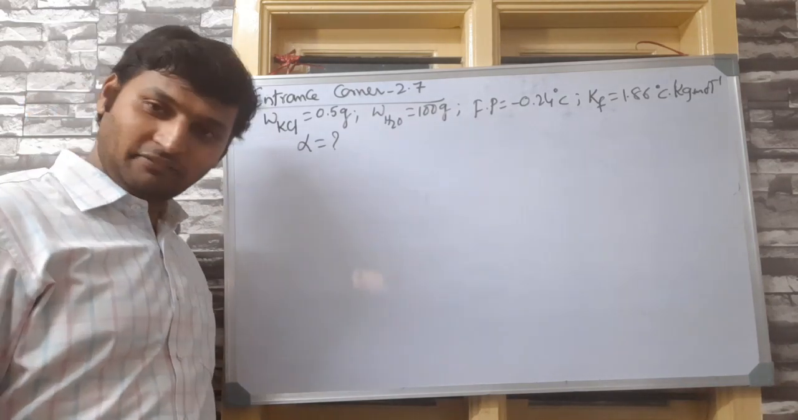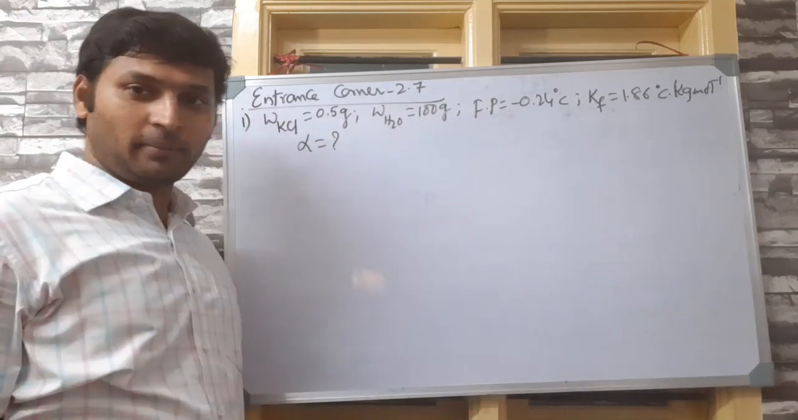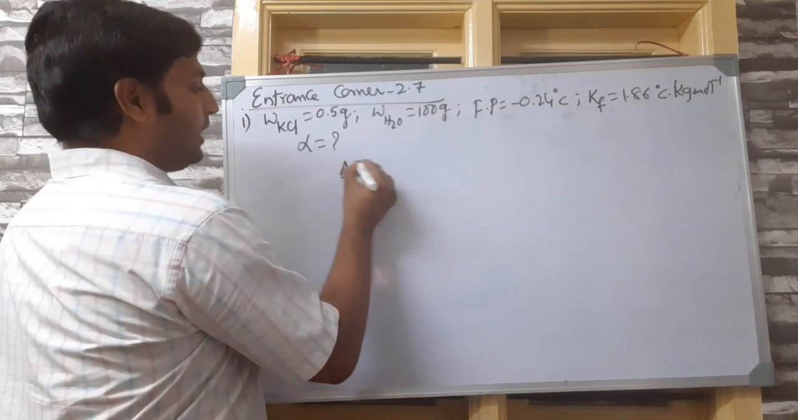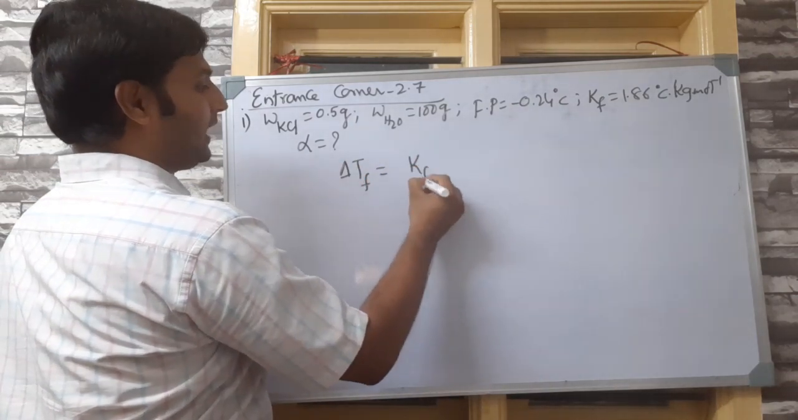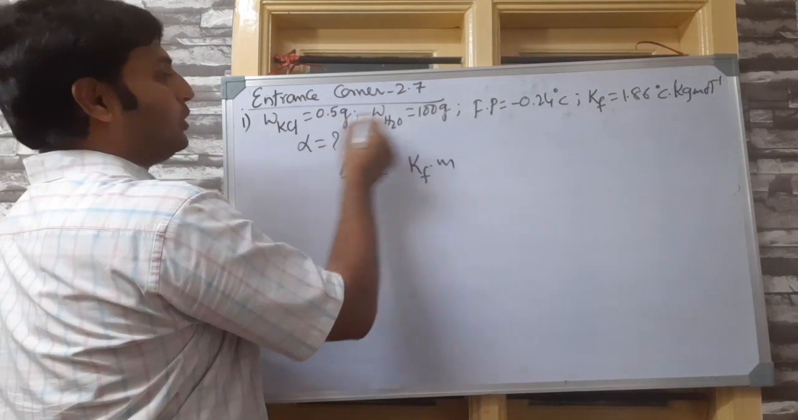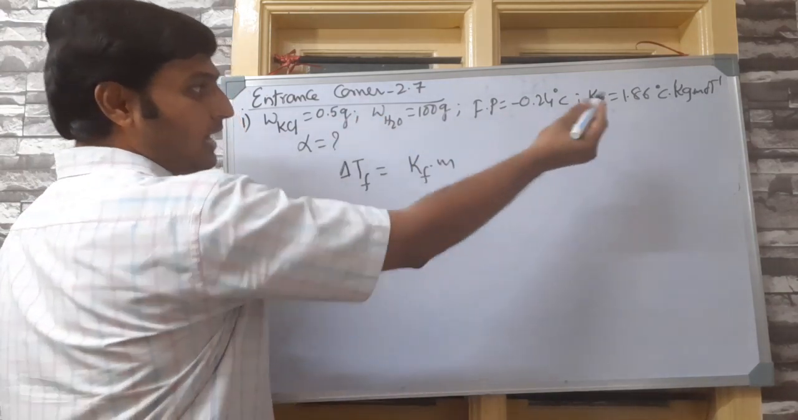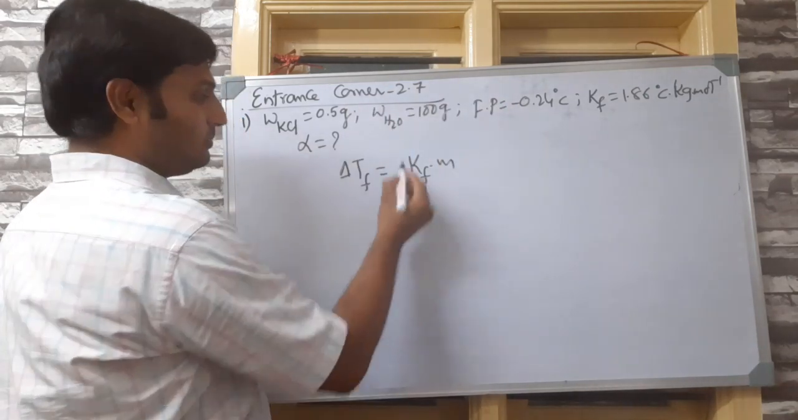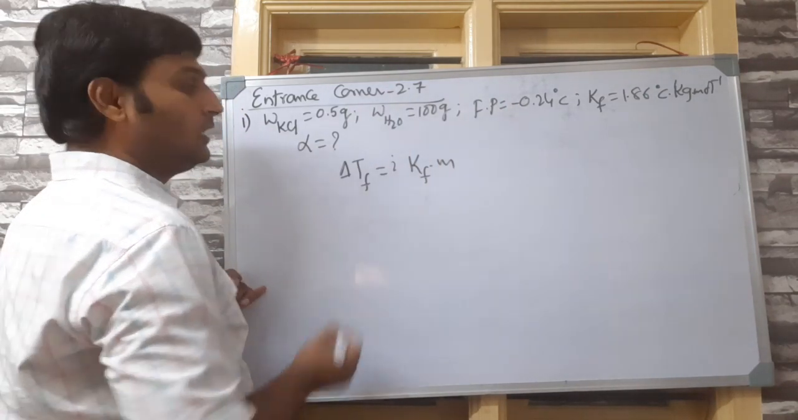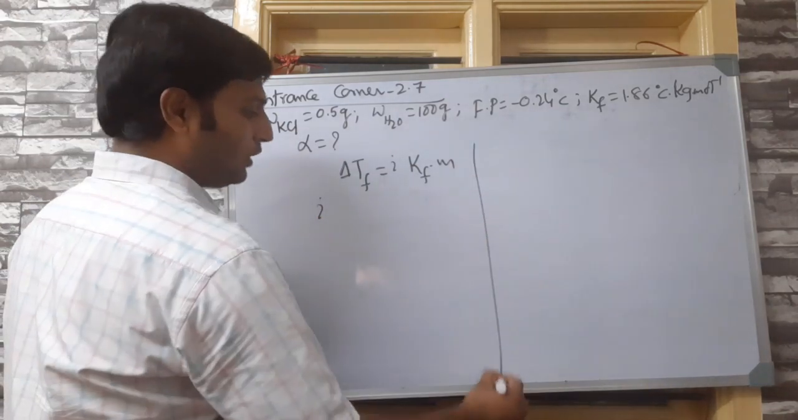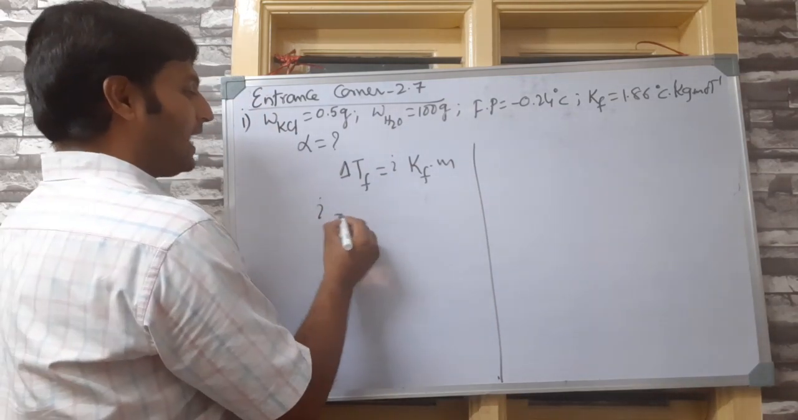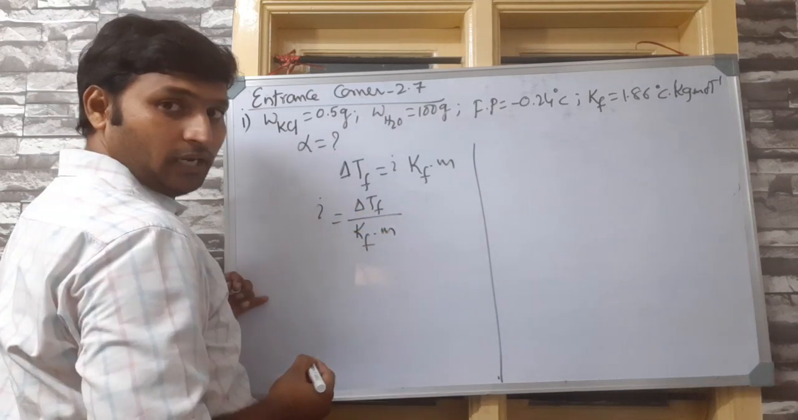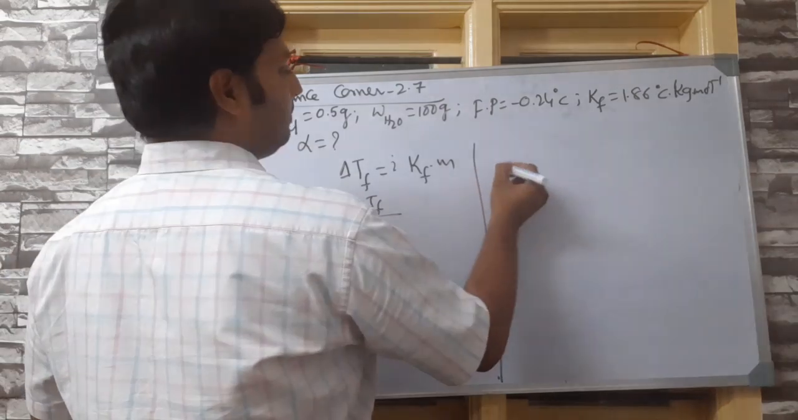While doing the derivation itself, I have told you, using all the experimental values, we will be finding the I value. Now you see, if the formula was merely delta TF is equal to Kf into M, he has given you all the information required to calculate molality, and he has given you Kf, then you should have calculated delta TF. He has given delta TF also. That means you need to calculate I. So, the first step involves calculation of I. I is equal to delta TF divided by Kf into M. This you calculate.